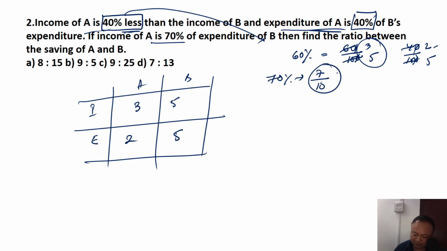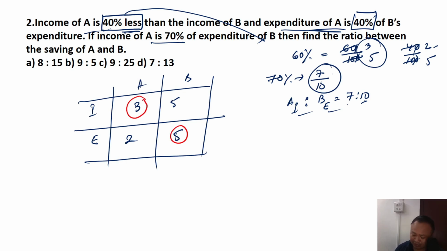Then find the ratio between saving of A and B. Now income of A to B's expenditure is 7 is to 10, that is 70%. For A's income it is 7, and for B's expenditure it is 10. So we are choosing this figure along with the 3 and 5, A's expenditure and B's expenditure.